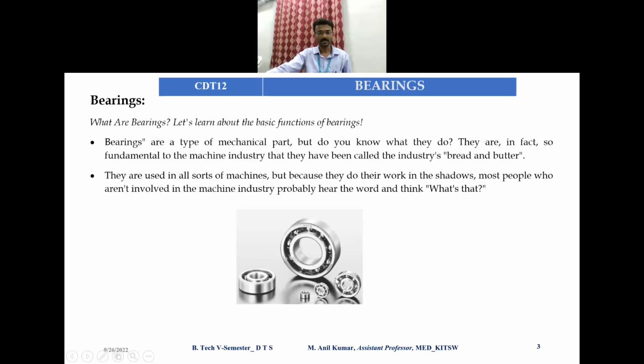This is one of the pictures for understanding what a bearing is. We have already seen it in a fidget spinner, right? We used to see it in bicycles, sewing machines, pulleys, shaft and hub assemblies.